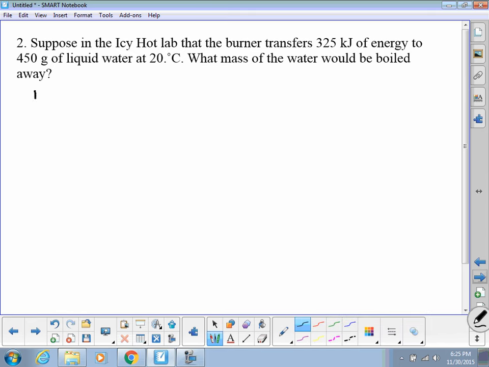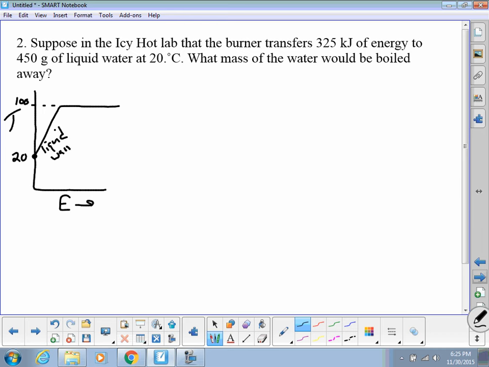If we draw our heating curve for that, temperature here, energy down here, then the water, which starts at 20, warms up until it starts to evaporate. And we know that it's going to happen at 100 degrees. So we have to warm up the liquid, and then we have the evaporating taking place.